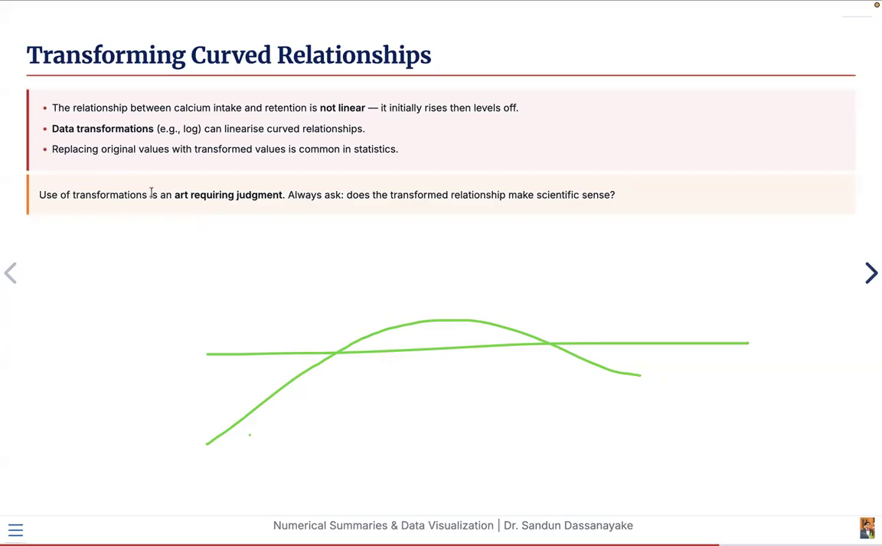The use of a transformation is an art requiring judgment. So don't go and ask your supervisor which transformation is more suitable, because if he or she doesn't know much about your data set, or doesn't have experience in what you are doing, it's very difficult to tell what the correct transformation is. It's up to you to decide. You have to do the transformation and see.